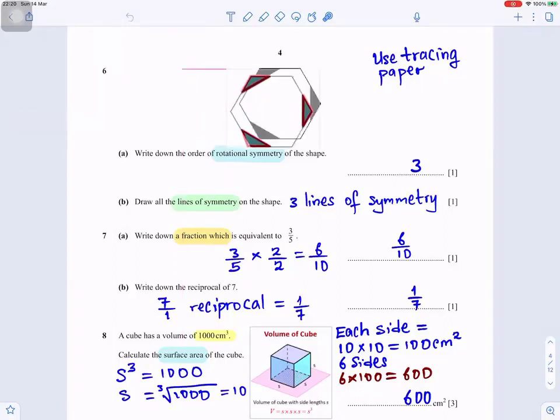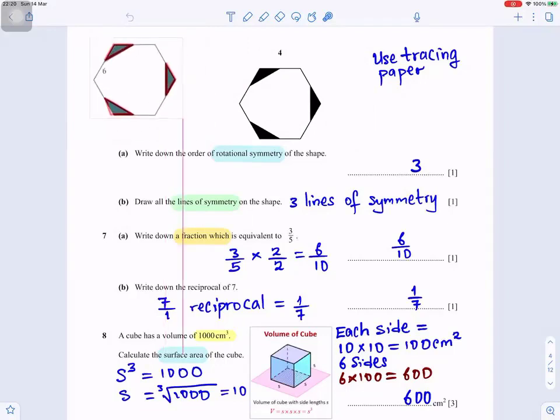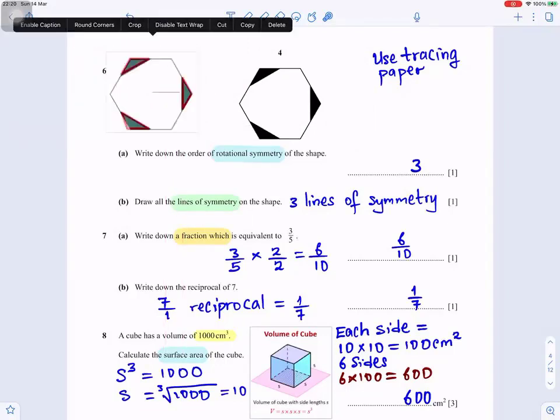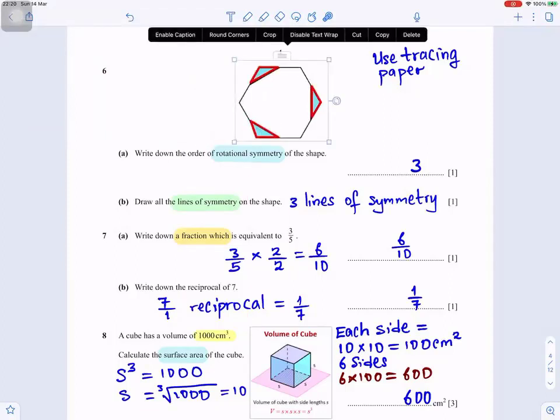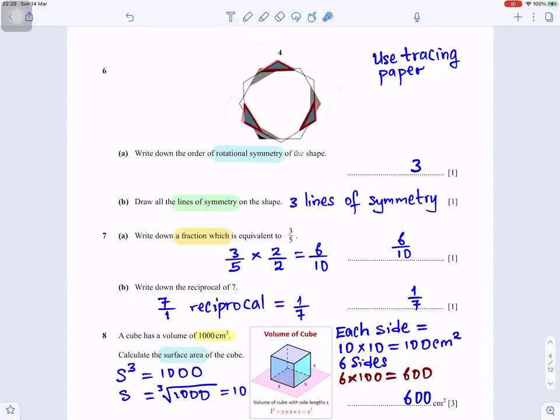Imagine this is the shape. You can see I can move it there. I put it in that color so I can move it around for you to see. So if I put it on top and I rotate it, you can see it fits there.